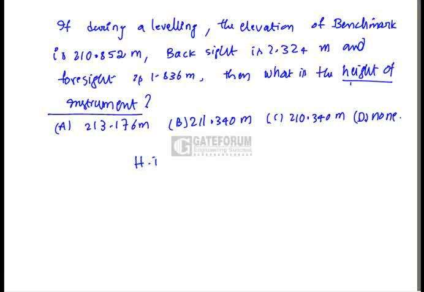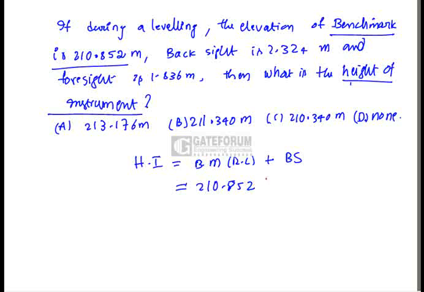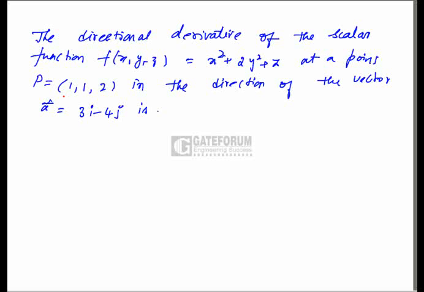Here in this problem, we have to find out the height of the instrument. Height of the instrument HI is equal to benchmark or reduced level plus backsight. So we know the benchmark level, that is 210.5852 plus backsight 2.324, that is equal to 213.176 meters. The height of the instrument is 213.176. Option A is correct.